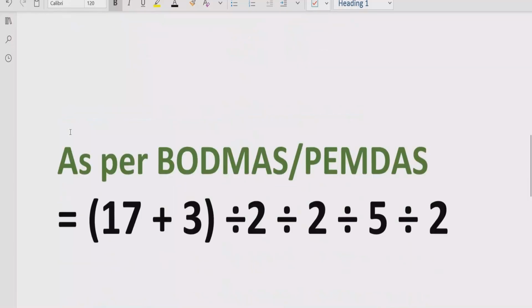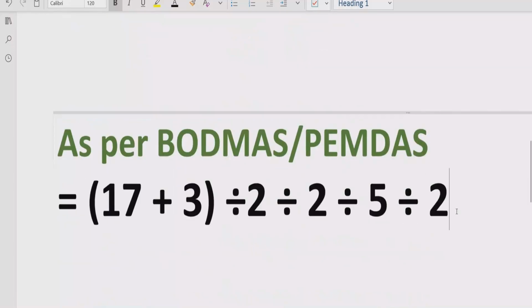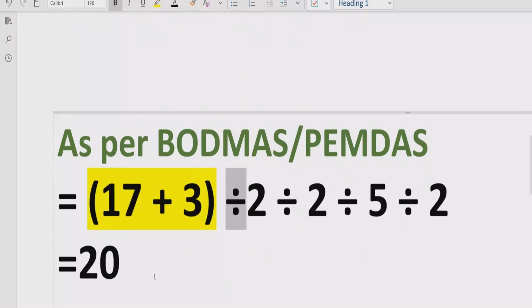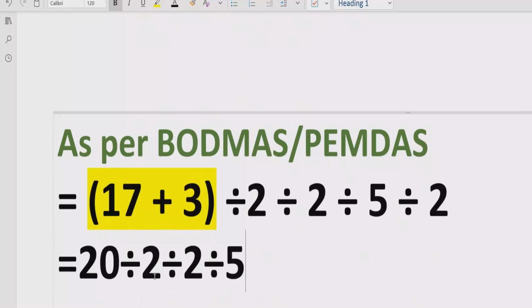So according to the BODMAS and PEMDAS rule, first of all we have to solve the bracket which is 17 plus 3. So this we have to solve. It becomes 20 divided by 2, divided by again 2, divided by 5, and divided by 2. We will write here as it is. So first step, we have solved the bracket or parenthesis.